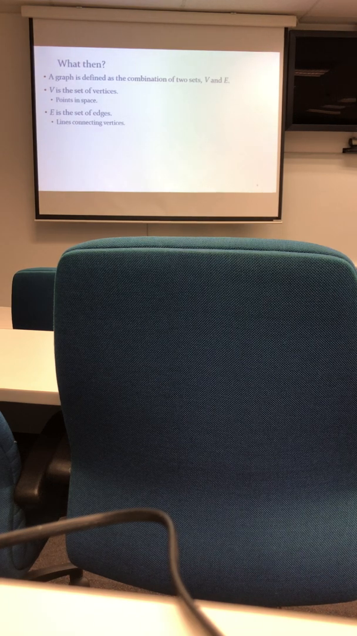Okay, so what's a graph? A graph is a combination of 2 sets. So this is a formal definition of graph. A graph is a combination of 2 sets, V and E. So over here, V is the set of vertices, points in the space, and E is a set of edges, the lines connecting vertices. So every graph will have these 2 sets. Formally, every graph will be represented by these 2 sets using mathematical concept.